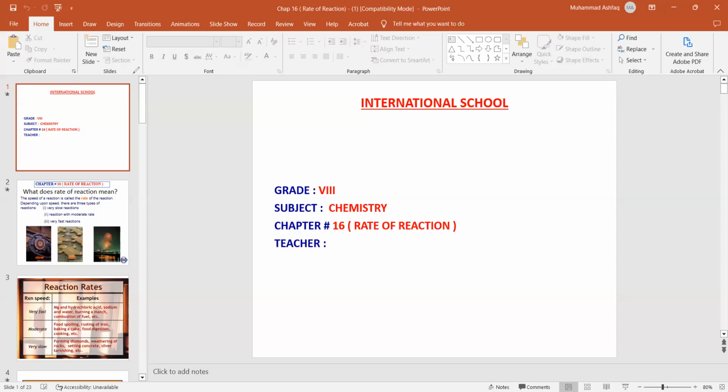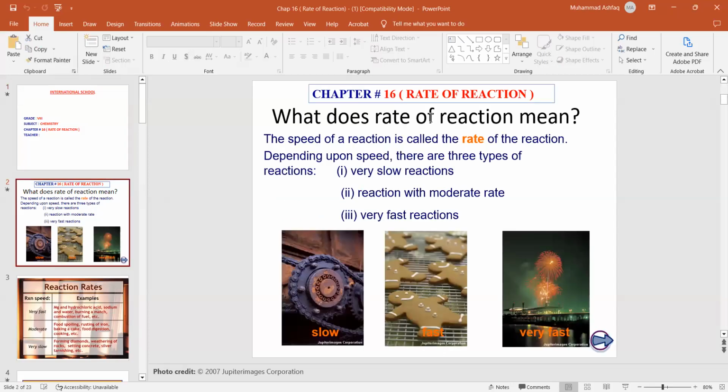On the next screen that I just shared with you, you can find out what rate of reaction means. If a question is asked like this, what will you reply and what should be your correct answer? The speed of reaction is called rate. As I ask you what is rate, we call it speed.